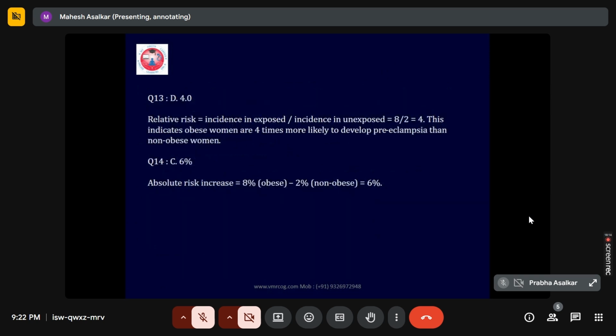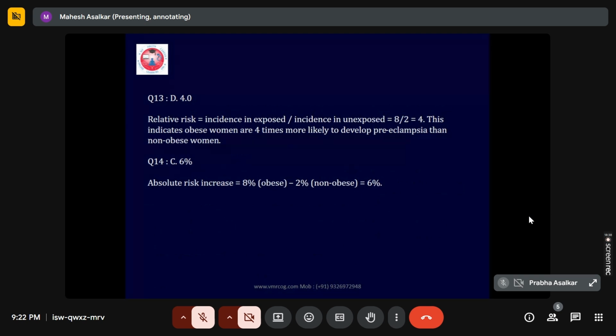So relative risk is equal to incidence in exposed divided by incidence in unexposed, that is equal to 8 divided by 2 equal to 4. So this indicates obese women are 4 times more likely to develop preeclampsia than non-obese women. The question number 14 answer is 6%. So absolute risk increase in obese, it is 8% minus non-obese 2% equal to 6%.